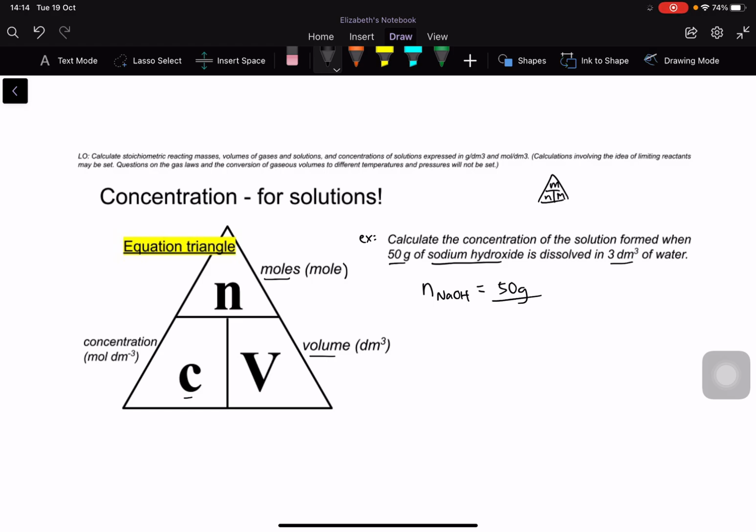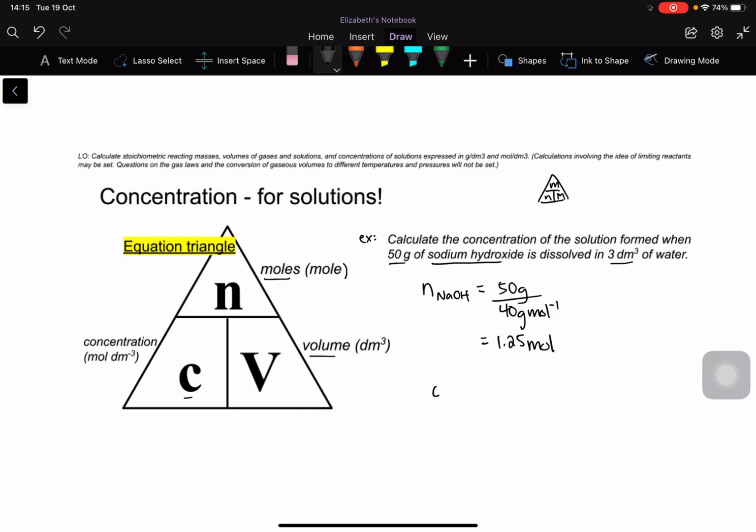Looking at the periodic table, I'm going to be adding the molar masses of sodium plus oxygen plus hydrogen. So 23 plus 16 plus 1. So my molar mass of sodium hydroxide is 40 grams per mole. And that gives me 1.25 moles. Okay, and then it's just an easy one-step calculation.